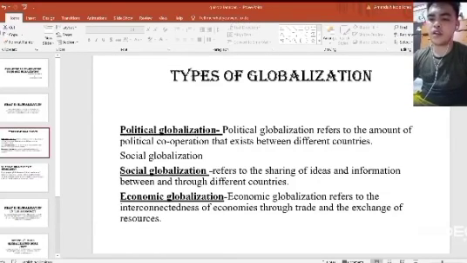So social globalization refers to the sharing of ideas and information between different countries.